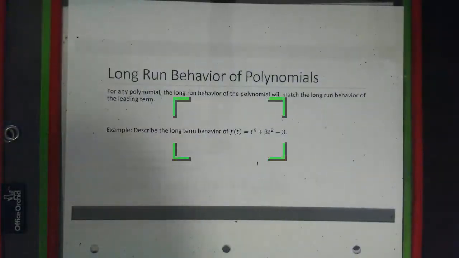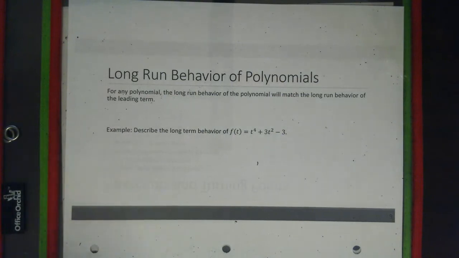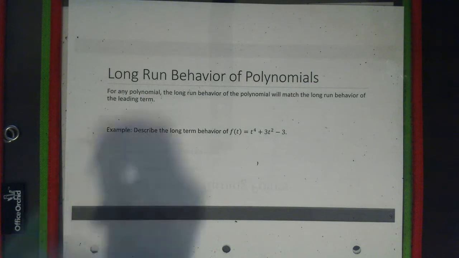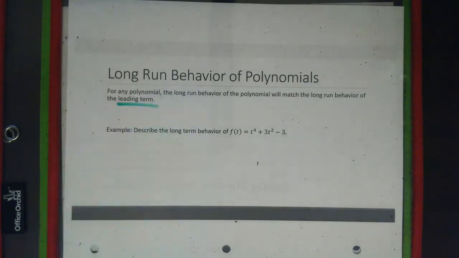Next up, we're going to look at the long-run behavior of polynomials. For any polynomial, the long-run behavior of the polynomial will match the long-run behavior of the leading term. So what that's saying is, if we are looking at a polynomial and we want to know the long-run behavior, we only care about the leading term. The long-run behavior is going to match that.